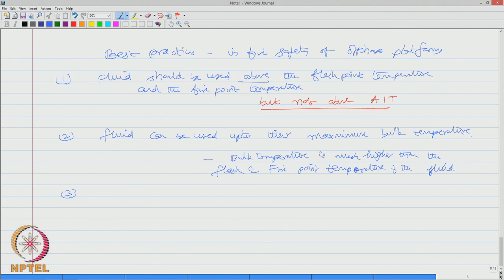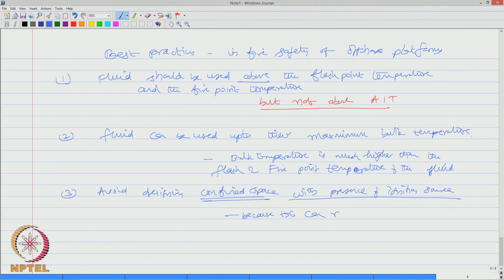The third could be we must avoid designing a confined space with presence of ignition source. If there is a potential presence of ignition source, that should not be designed as a confined space, because this can result in a flash very easily.